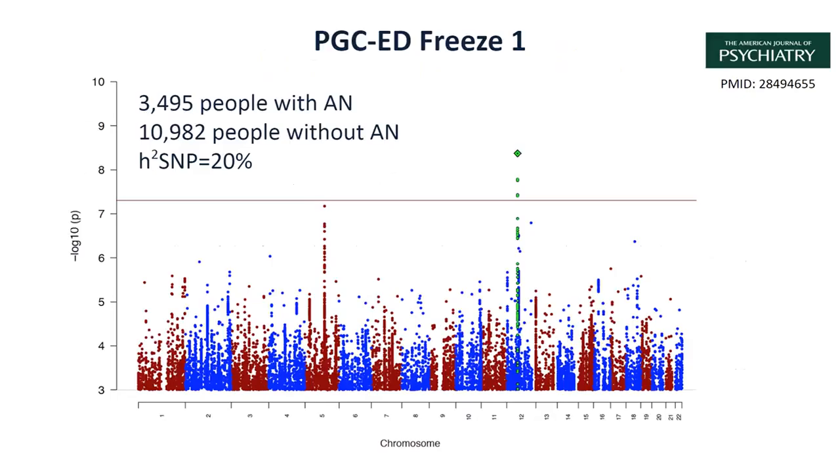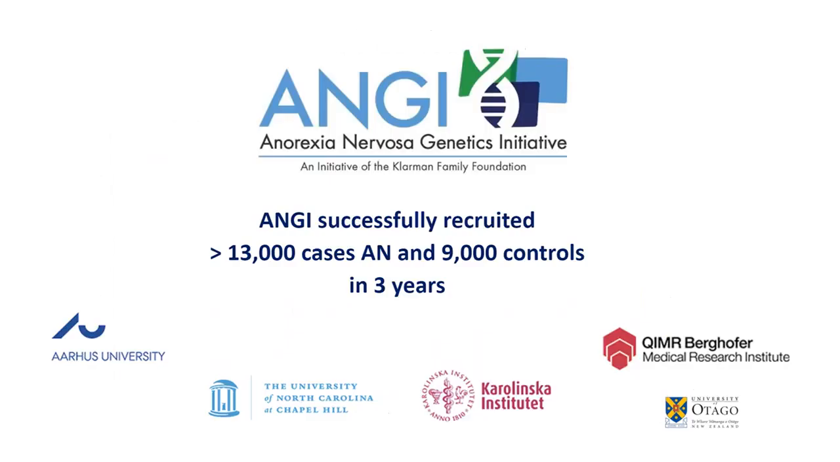In the PGC eating disorders group, we worked to combine data together. GWAS was done on a lot of the samples that candidate gene work had been done on. We published our first analysis in 2017 of 3,500 cases, and we had one GWAS locus. But we've subsequently been working to gather more cases, and the Anorexia Nervosa Genetics Initiative was successful in gathering 13,000 anorexia cases worldwide.